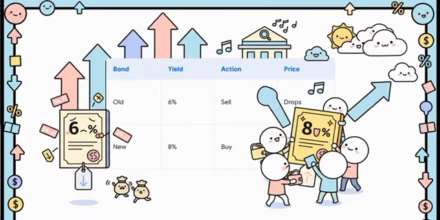So what happens? Logically, absolutely no investor wants your 6% bond when they can just go buy a shiny new 8% bond for the exact same price. Therefore, investors sell the old bonds, abandoning them for the new ones. To convince anyone to buy your 6% bond, you basically have to put it on sale. The price must drop. That is the inverse relationship in action.